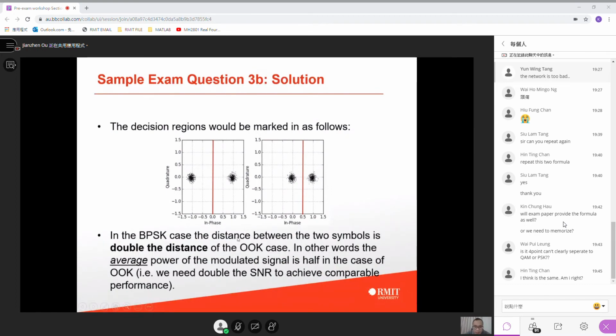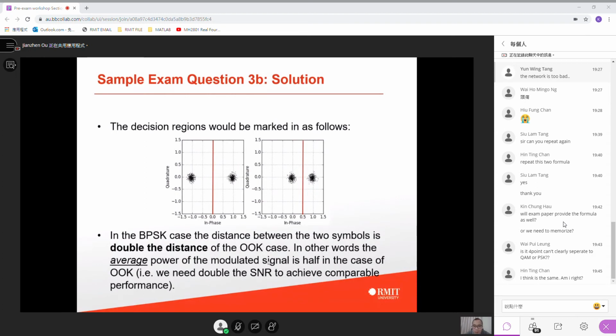You can see that in the BPSK case, the distance between two symbols is double the distance. So you're getting 2 square here, and here is only 1 square. So that means the average power of the modulated signal for the OOK is half compared with the BPSK. So that's why we need double the SNR to achieve comparable performance.